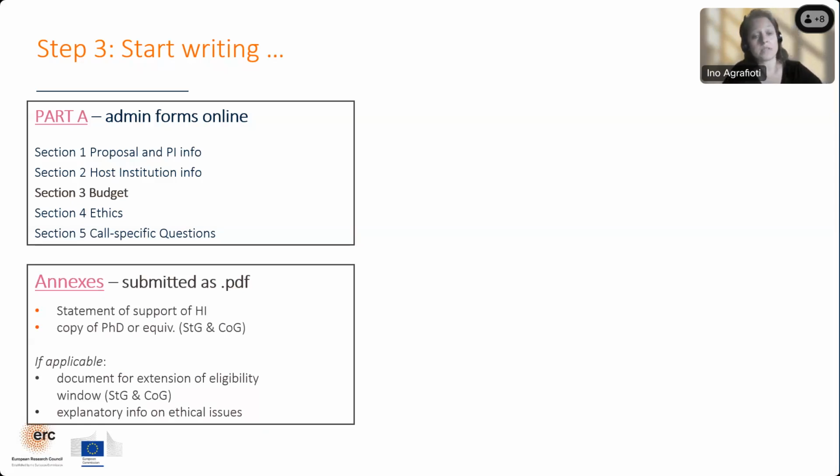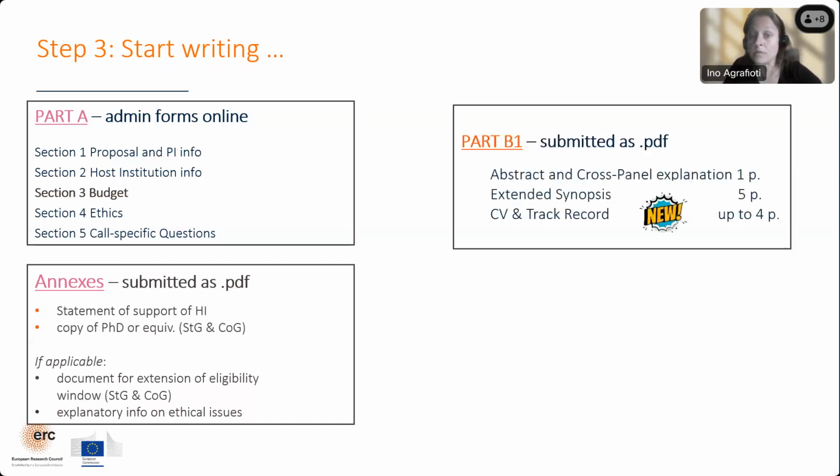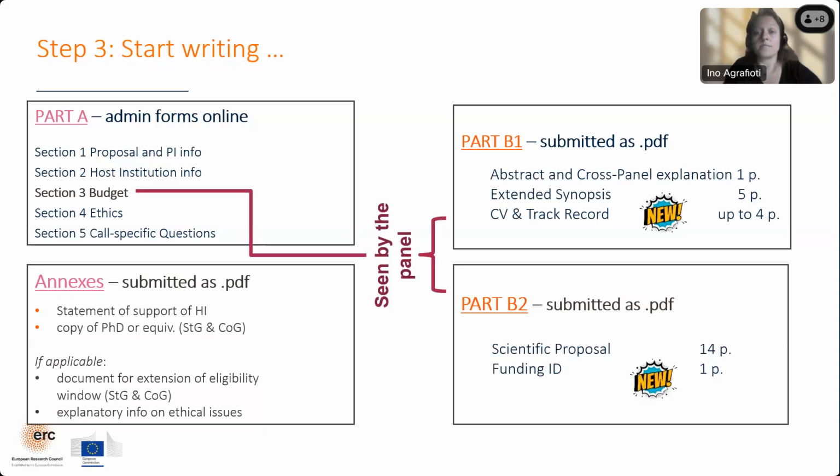And if you are applying for a starting and consolidator, you need to upload a copy of your PhD certificate or equivalent. If applicable, you also put the document for extension of the eligibility window and explanatory info on the ethical issues. The parts that the panel members actually see, it's part B1, part B2, and the budget. The information in part A, it's not seen by panel members. However, it's very important for us, and we will explain in the next slide why.